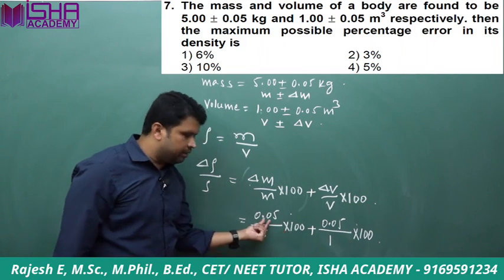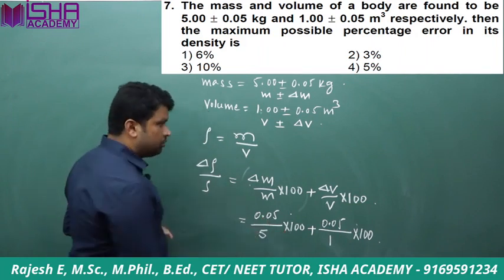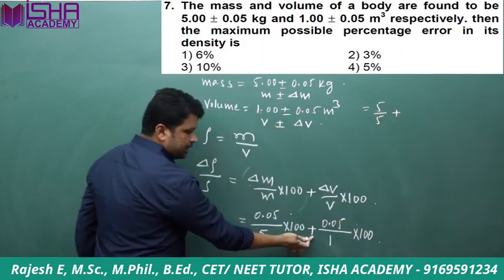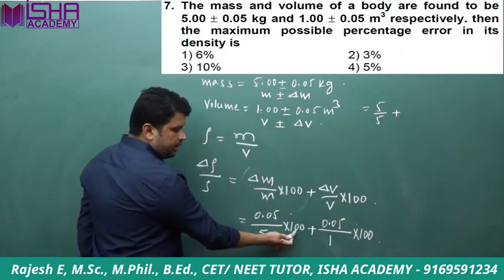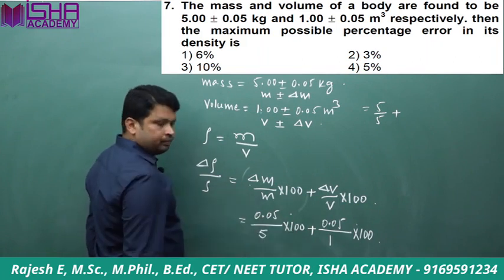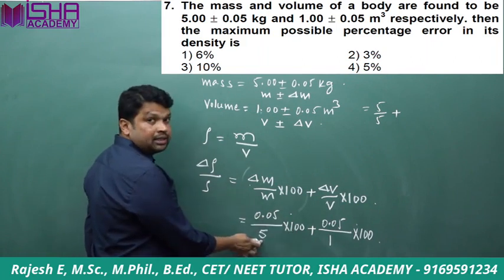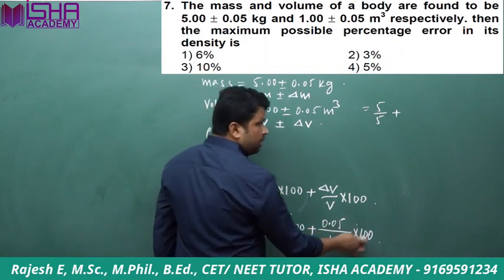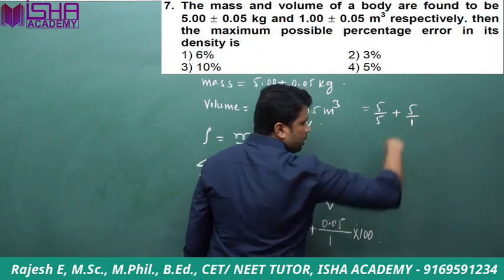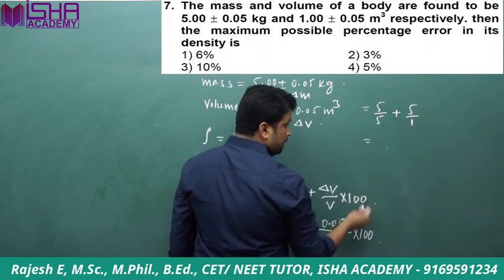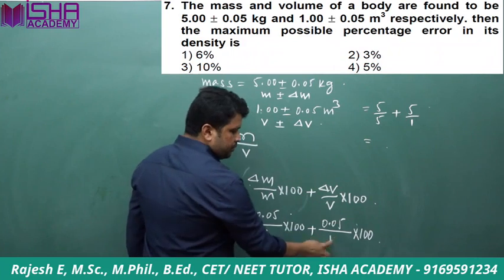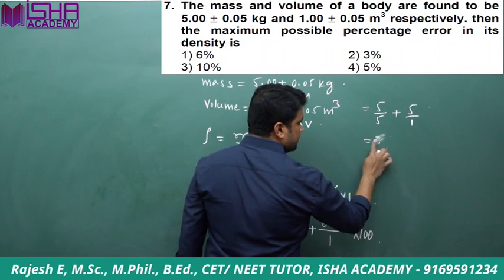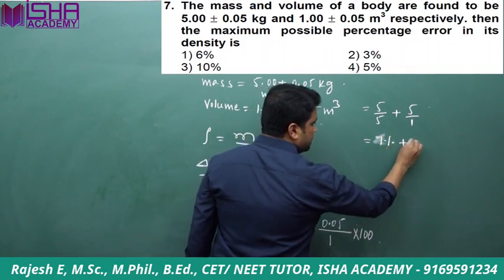0.05 into 100 is 5. So this will become 5 by 5. This is equal to 5 divided by 5. We have plus sign because 100 into 0.05 is 5. We have in denominator, this is 5. So this is plus sign. Again, 0.05 into 100 is 5 divided by 1. How much is this? Remember, this is percentage. This is nothing but percentage. So this is 5%, sorry, this is 1% and this is 5%.